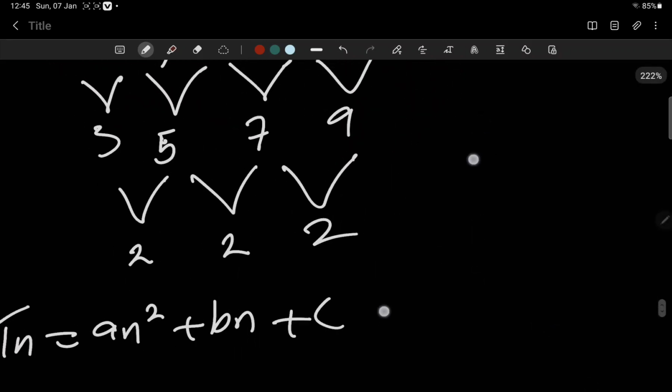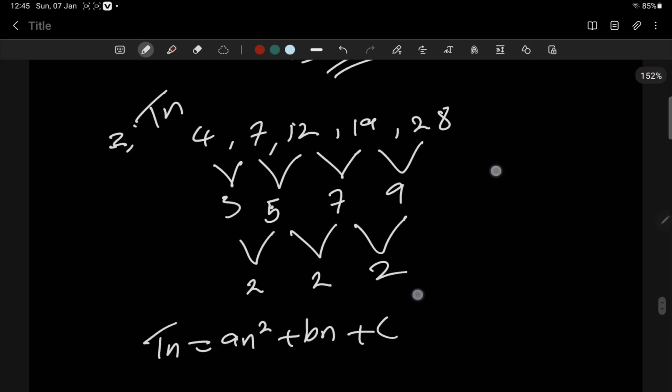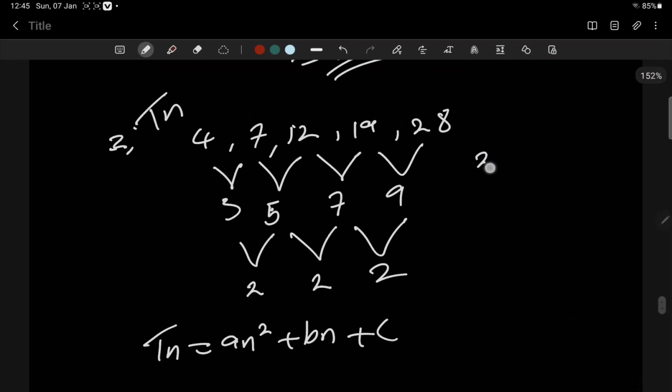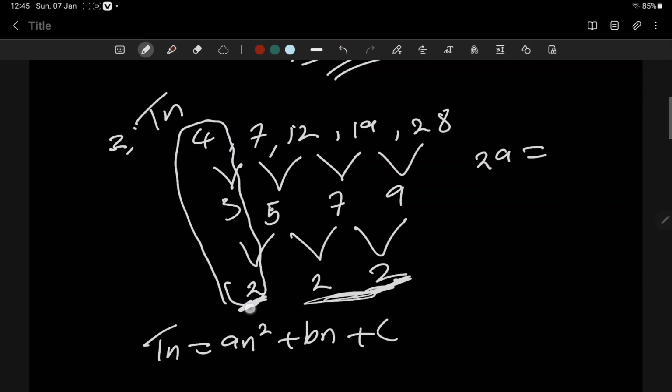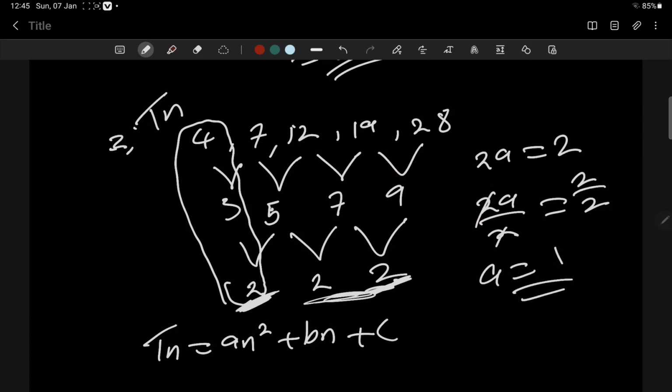To find a, 2a equals to the second difference, but the first term of the second difference, not the whole terms. The first term of the second difference, in this case, is 2. Then you divide both sides by 2. Oh, you need to solve for a actually. Then 2 over 2 cancel. A equals to 2 over 2. That is 1.